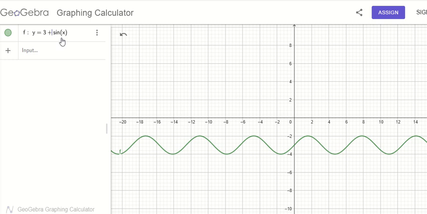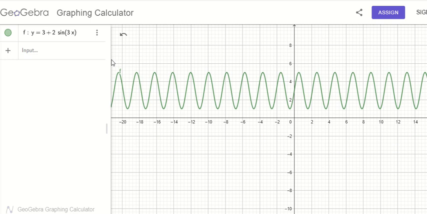If I put maybe a 2 in here, now I know that the amplitude will get higher. The distance between the highest and lowest point will be increased. And then if I put a 3 in there as well, I know the graph will be scrunched up more, so the period of the graph will become less by 3. So this is what happens then, like what we predicted.